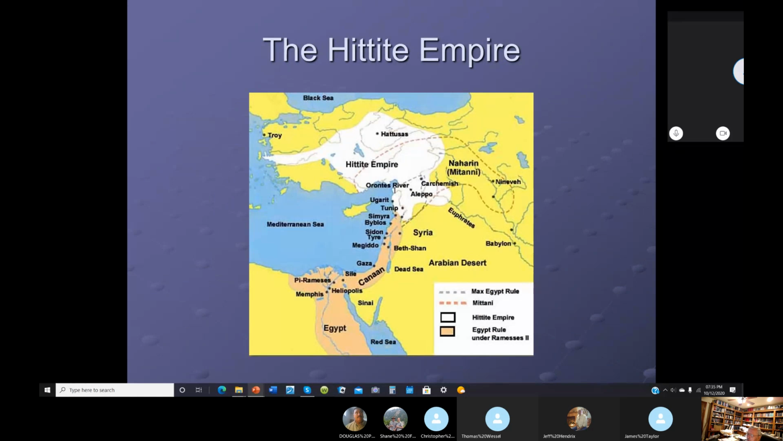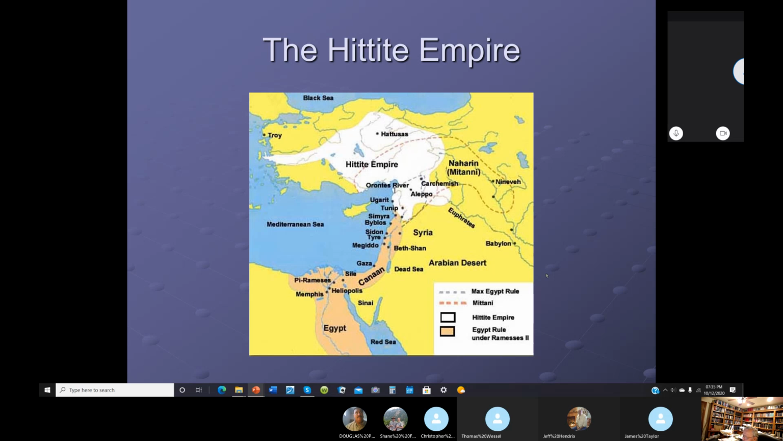Right here is the region of the Hittite Empire. Here is your Hittite Empire. Here's the city of Troy. They think Troy was here. They're not totally sure about Troy, but they're pretty sure it was right up here. And right here is the Hittite Empire at one time. And here's the Egyptian Empire, which ruled up through here. And there's your Hittite. So the Hittite Empire was a pretty large empire at one time.